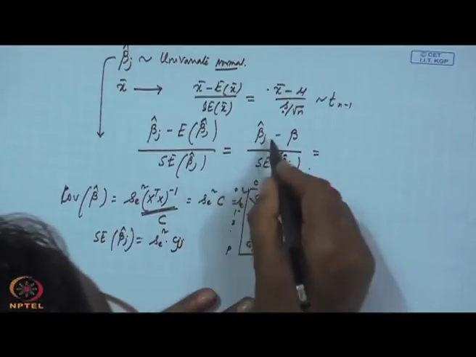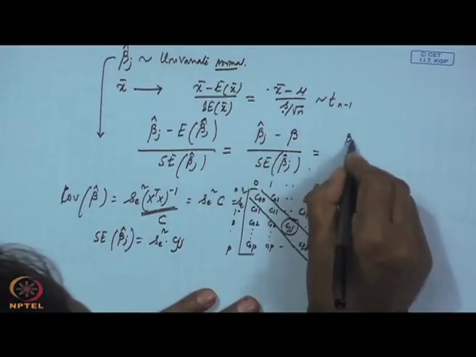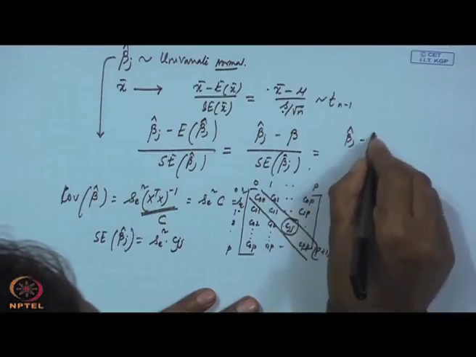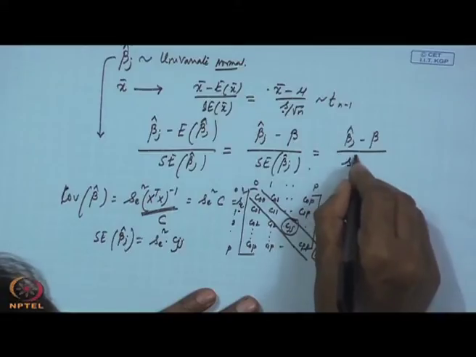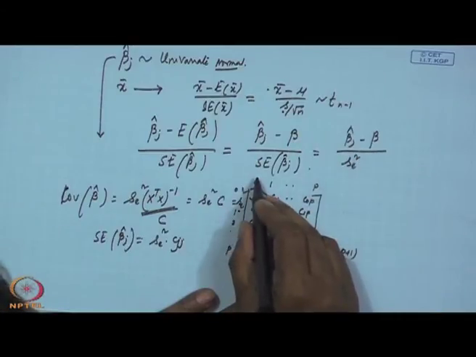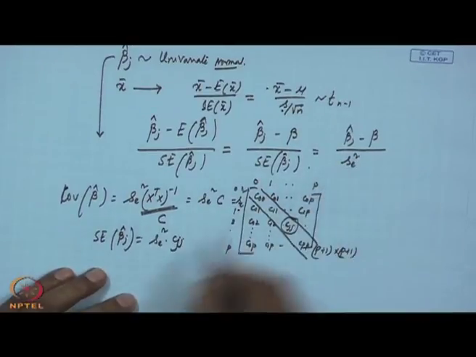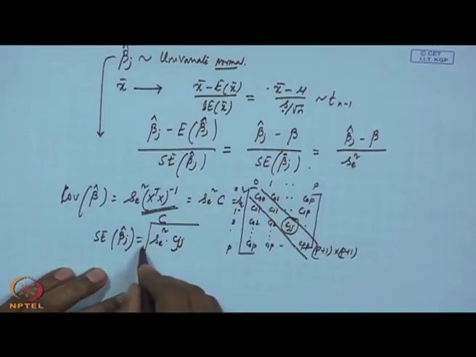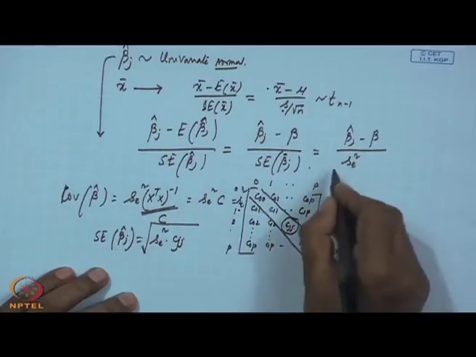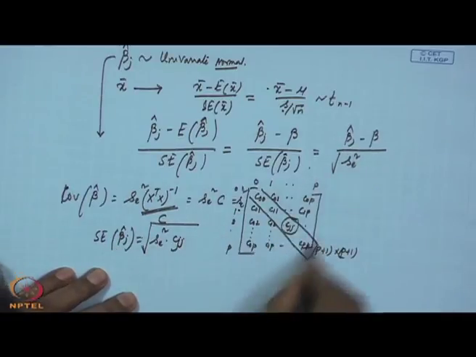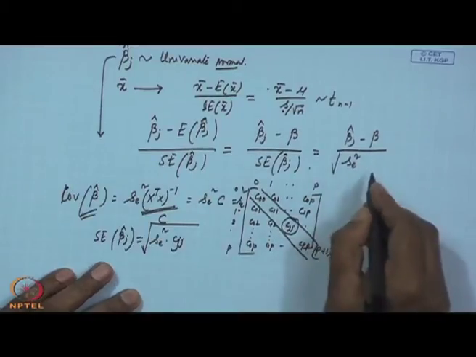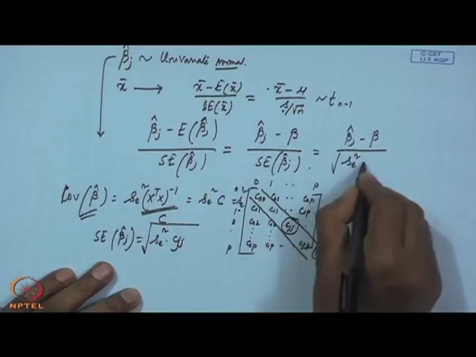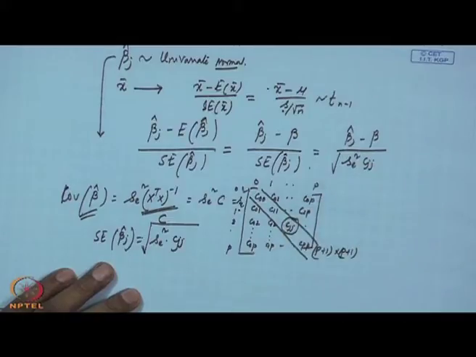So, you can write now that beta j cap minus beta by sigma square, this is standard error. Now, as it is standard error, we have to give the square root. This component is the variance component, diagonal elements are variance. So, square root of sigma square Cjj.